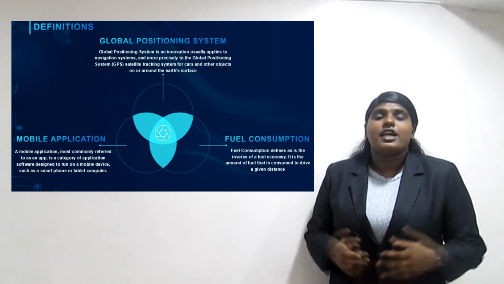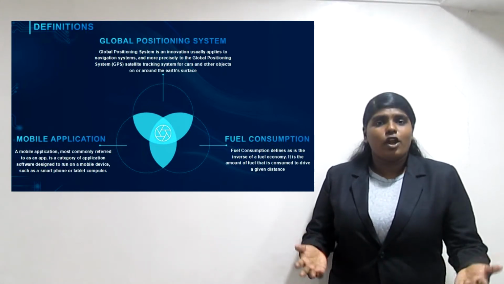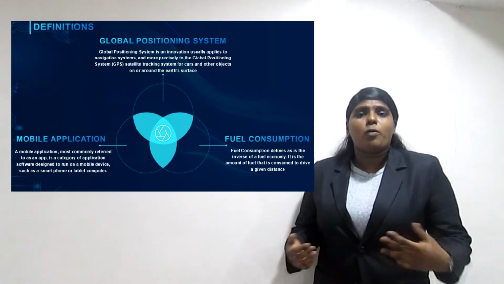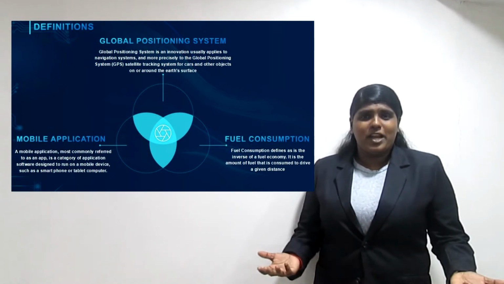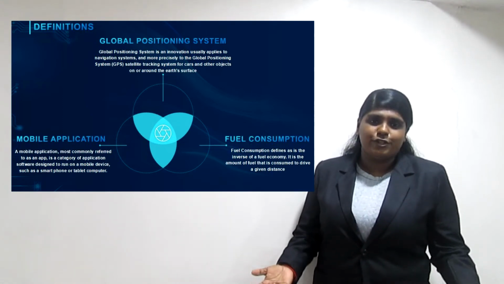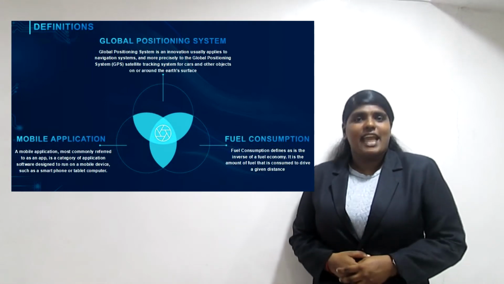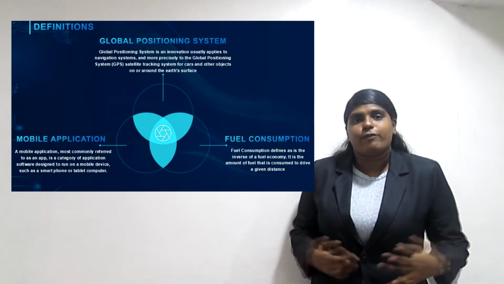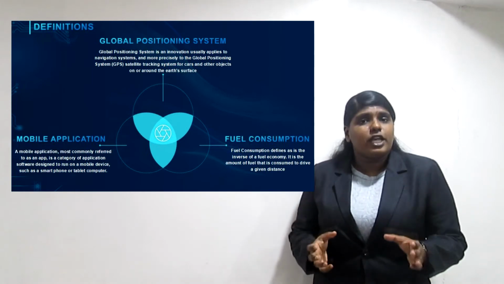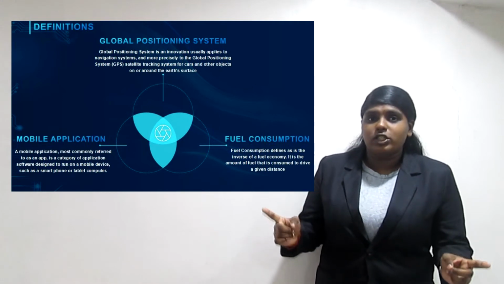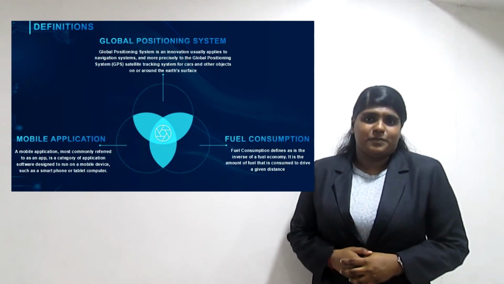What is GPS? Tracking system for cars and objects from one place to another place. Second is mobile application. What is mobile application? Everyone knows it is mobile apps, very commonly used in our digital society. Next and final definition is fuel consumption. What is fuel consumption? It's the fuel consumed by a vehicle from destination A to destination B during the traveling period.